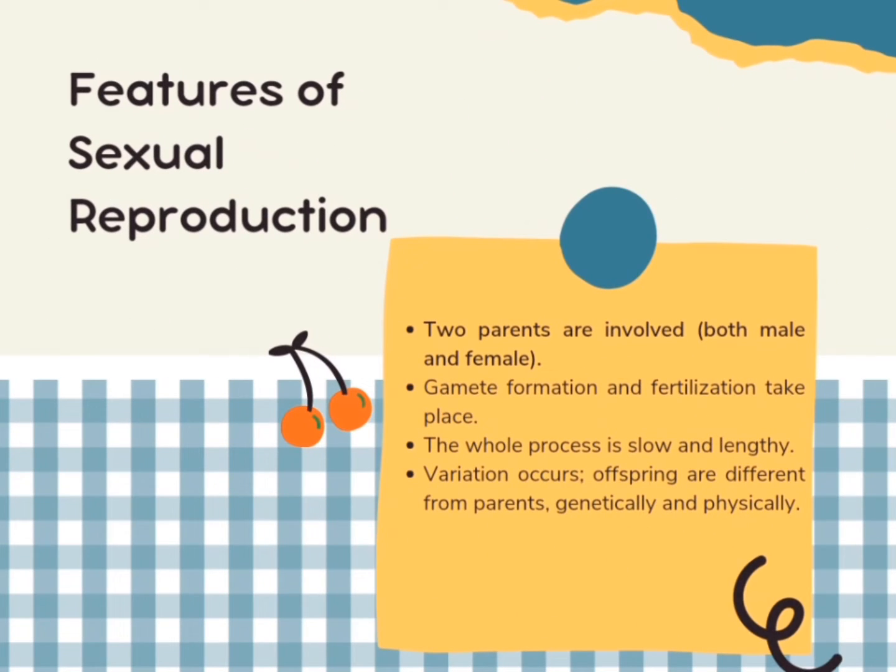Features of sexual reproduction. Two parents are involved, both male and female. Gamete formation and fertilization take place. The whole process is slow and lengthy. Variation occurs. Offspring are different from parents genetically and physically.